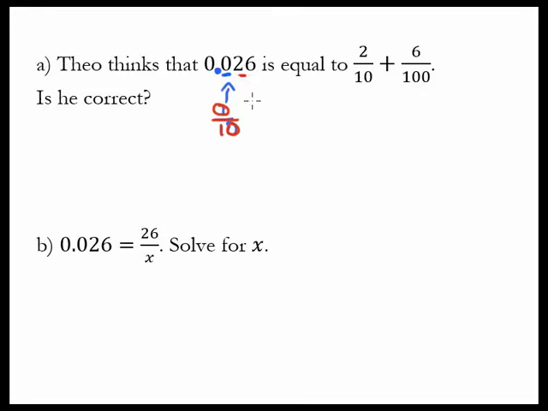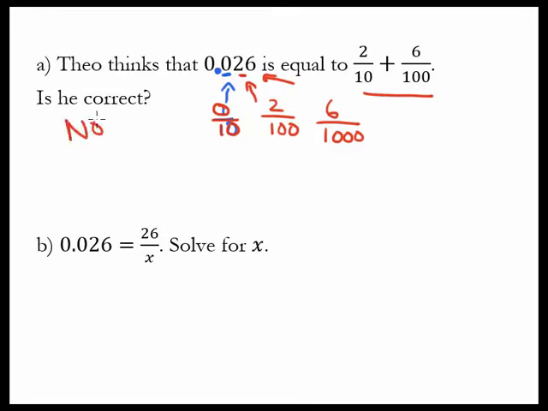The 2 is going to represent how many hundredths? So he has 2 hundredths, 2 over 100, and the 6 is going to represent, we just keep moving on, keep getting smaller, 6 thousandths, right? So we have 0 tenths, 2 hundredths, 6 thousandths. So is he correct? He is not correct at all, right? We don't have 2 tenths in this number. We have 0 tenths. So he is incorrect.